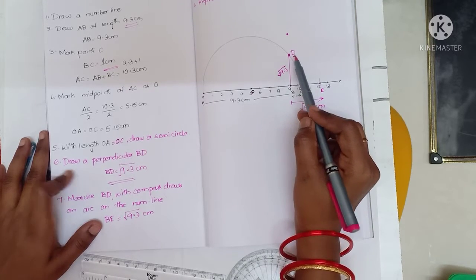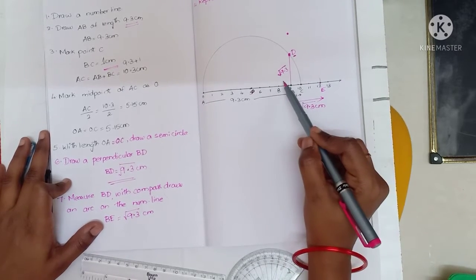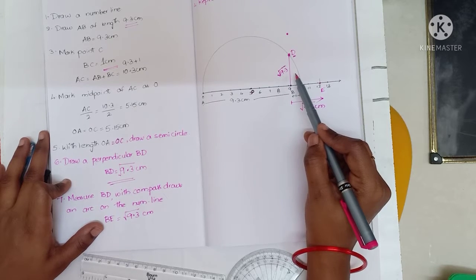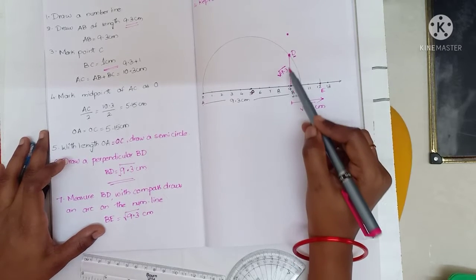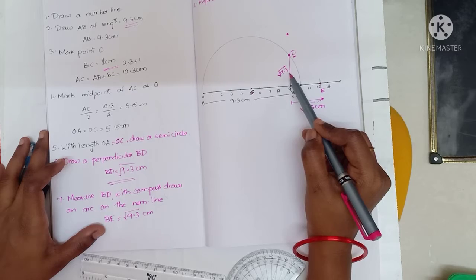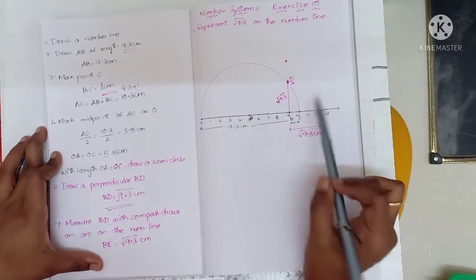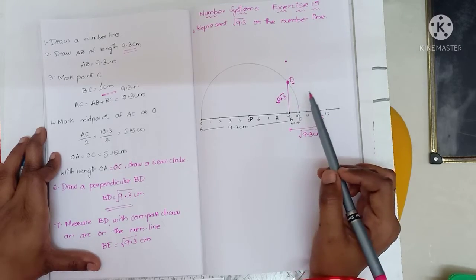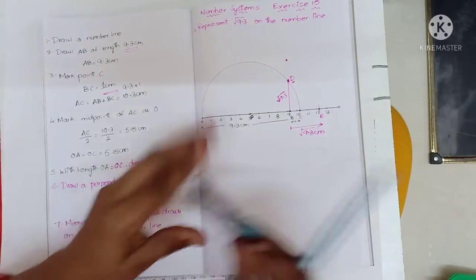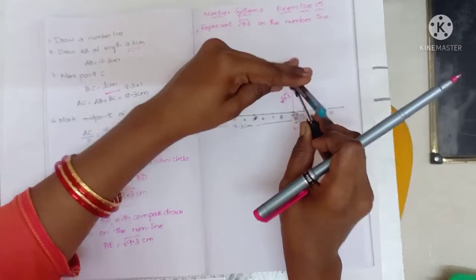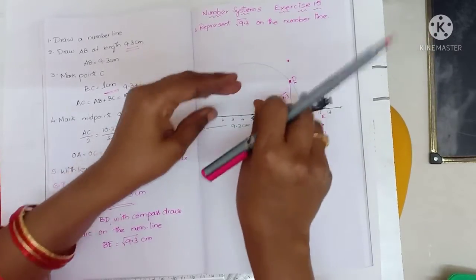Let it be D. This BD will be of length root 9.3 centimeters. Now we got BD of length root 9.3 centimeters. They are asking to represent this on the number line. So measure BD with the compass and mark it on the number line.